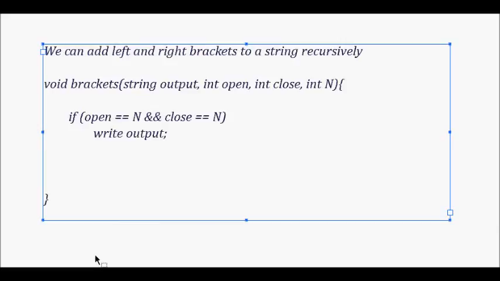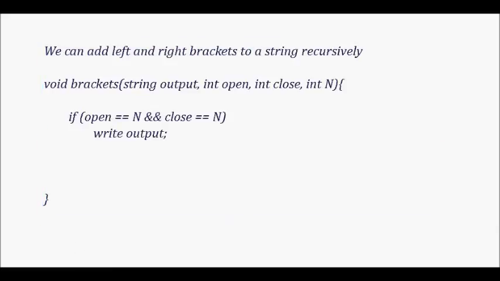So let's try to see the code. What should we write? What should be the main idea? We can add left and right brackets to a string recursively. I should have a string where I can add the left bracket, open bracket, close bracket, and I should maintain a count of these brackets. Because I'm given that n value, let's say it's 3, my left bracket count cannot be greater than 3 and right bracket count cannot be greater than 3. So a recursive operation should be there.